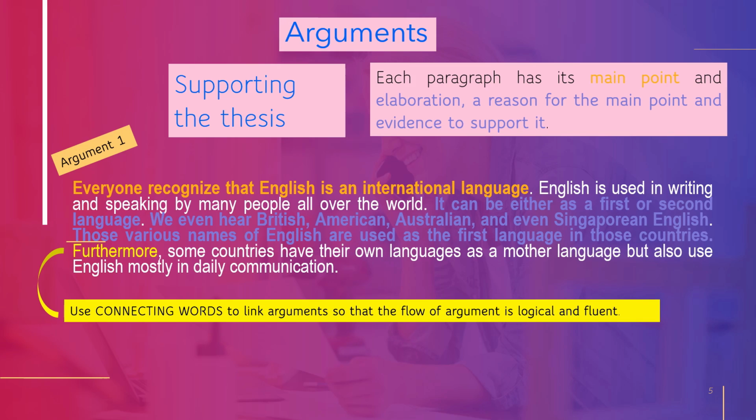everyone recognizes that English is an international language. English is used in writing and speaking by many people all over the world. It can be either as a first or second language. We even hear British, American, Australian, and even Singaporean English. Those various names of English are used as the first language in those countries. Furthermore, some countries have their own languages as a mother language, but also use English mostly in daily communication.